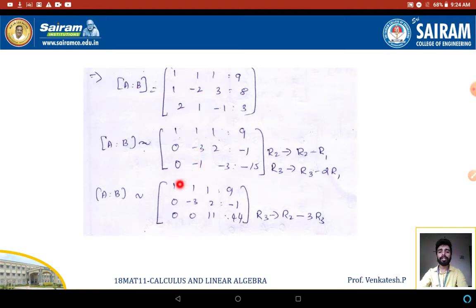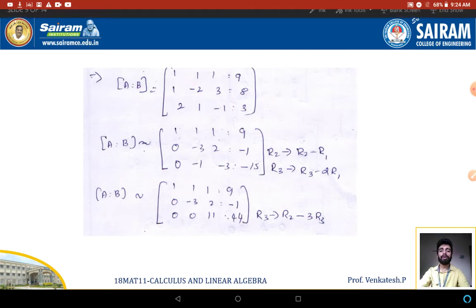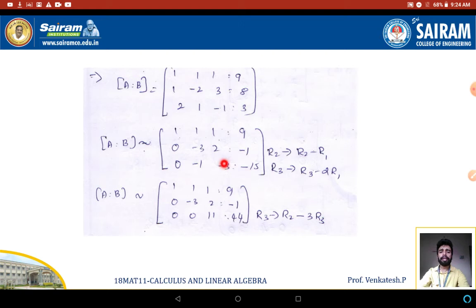So what can I get? 1, 1, 1, 9; 0, minus 3, 2, minus 1 as it is. The first entry will become 0 only, because both are zeros here. So it will obviously become 0. Now it will become minus 9, minus 9 minus 2, it will be equal to minus 11.